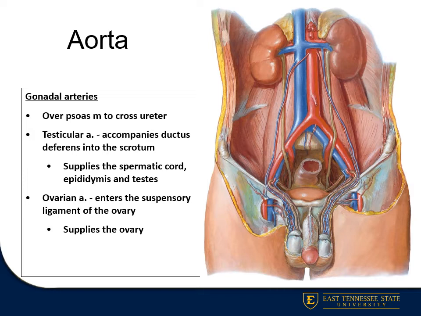The gonadal arteries, so the testicular and the ovarian arteries, depending on if your cadaver is a male or a female, course laterally on the psoas muscle and cross the ureter. So that's important to keep in mind. The testicular artery, and you'll see this later as we move on in the course, will accompany the vas deferens into the scrotum and supply the spermatic cord, the epididymis, and the testes. In the female, the ovarian artery enters the suspensory ligament of the ovary to supply the ovary.